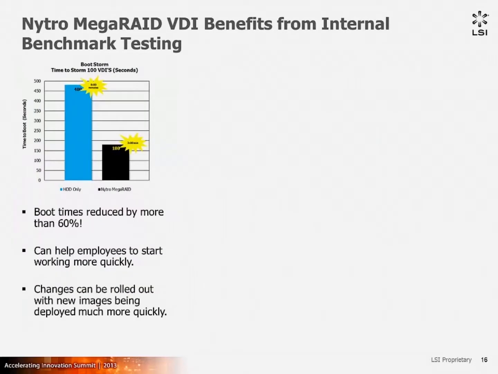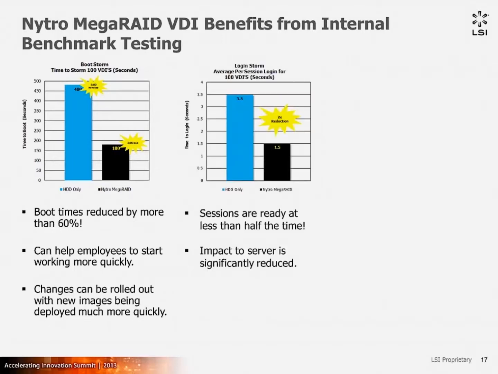In this case, we were able to do a lot of exciting things. We were able to reduce boot times by more than 60% when you're booting all of those desktops, which basically helps employees to start more quickly and be more efficient. And when you do have changes, let's say like Patch Tuesday, they can be rolled out a lot faster and you're up and running. When you actually create the sessions, meaning you've already booted the systems, but the people are logging in, they're able to do it twice as fast. So the impact on the server is significantly reduced when you're accessing data through utilizing flash as an intelligent cache.